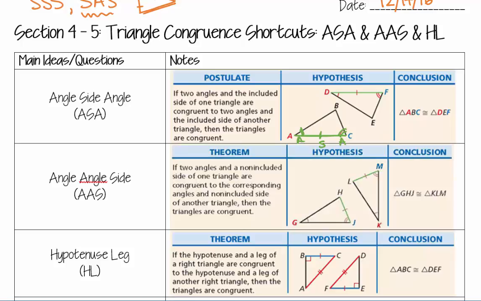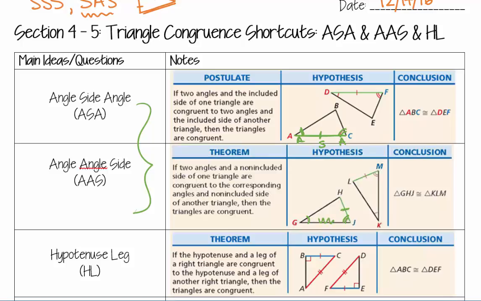Now angle, angle, side is when we have two angles and a non-included side. So these are very, very similar, but the difference here is you have angle, angle, and then a side left on its own. So it's not this one here like it is up there.